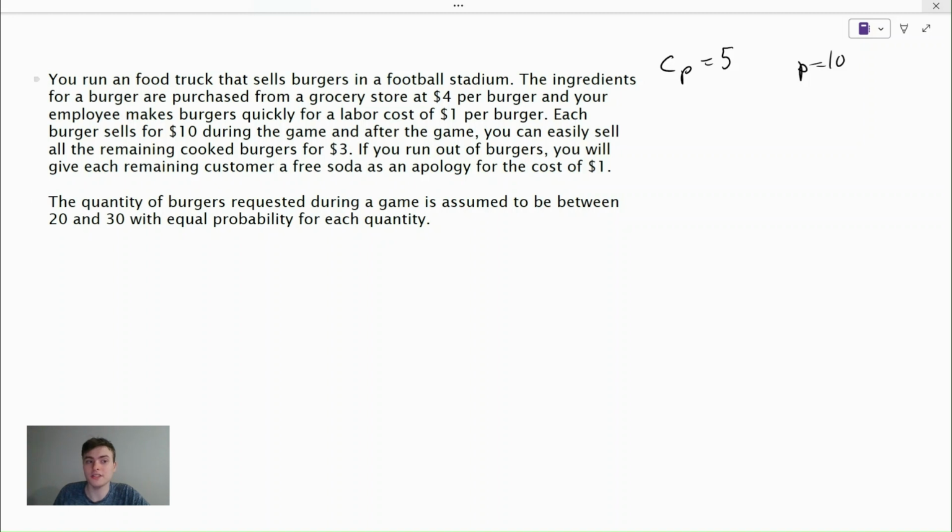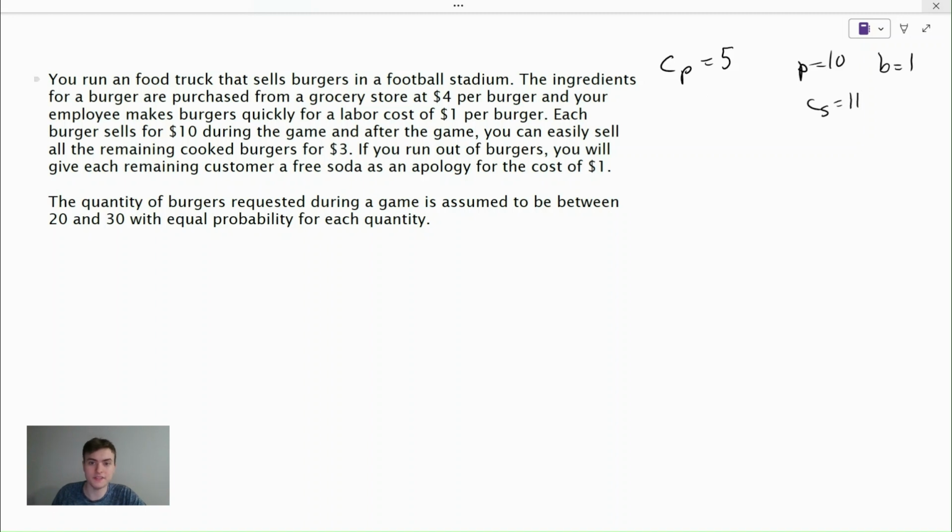If you run out of burgers, you will give each remaining customer a free soda as an apology for the cost of $1. So this $1 is something we're incurring when we have an understock. We have a shortage of items, and so we're paying this cost of $1. So we called that B up above, right? And then our CS, our unit shortage cost, was P plus B equals 11.